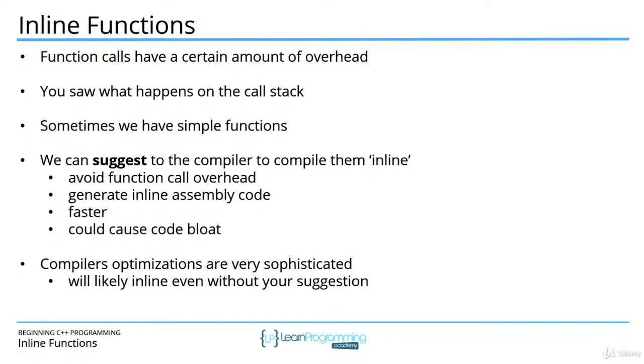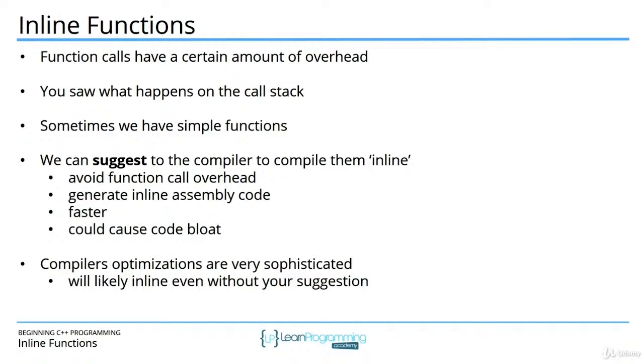Sometimes we have a very simple function, and the function call overhead might be greater than the time spent executing the function. In cases such as these, we can suggest to the compiler that it generate inline code. Inline code is basically inline assembly code that avoids the function call overhead. Inline code is generally faster, but if you inline a function many times, then you're duplicating function code in many places, and it could lead to larger binaries. That said, compilers are so sophisticated now that they'll likely inline code even without your suggestion.